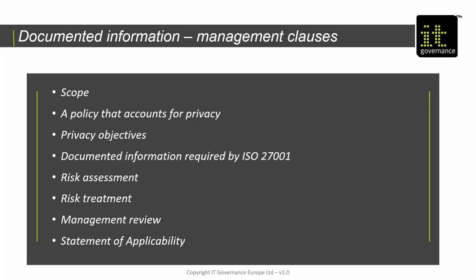And I've mentioned this one on previous slides. There is a requirement to produce a statement of applicability that contains all necessary controls, includes a justification for their inclusion, states whether the necessary controls are implemented or not, and includes the justification for excluding any of the controls in Annex A or Annex B of 27701 and Annex A of 27001.